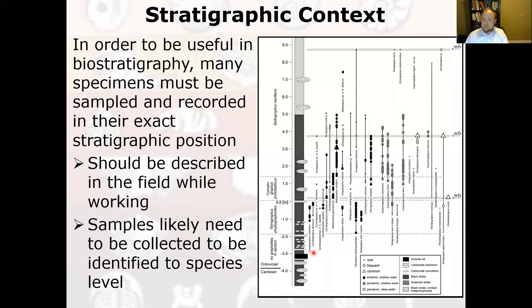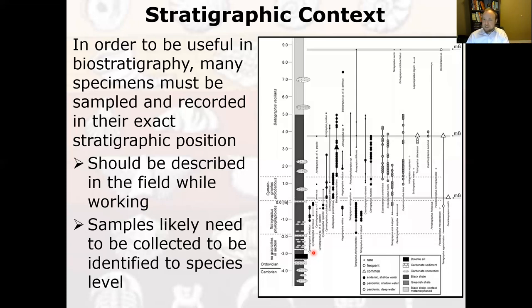And in a lot of cases, you're actually going to have to take them home with you to the lab, because identifying things is very easy in the field to say, okay, that's a trilobite, that's a graptolite, that's a brachiopod. So phyla level, higher level stuff is easy. Species level can be very difficult.